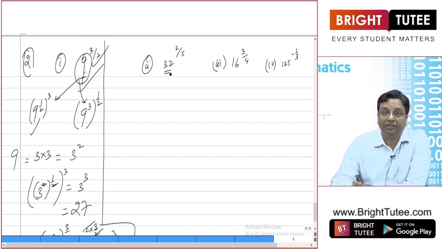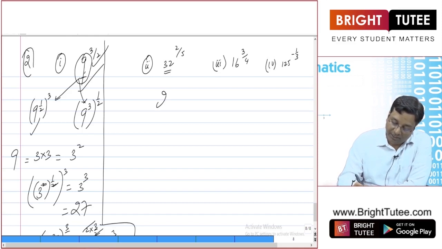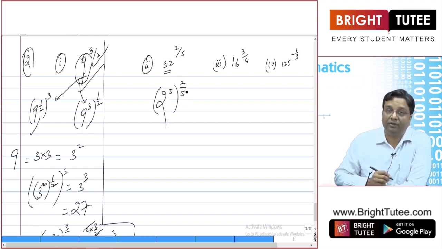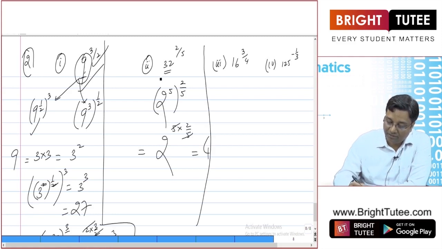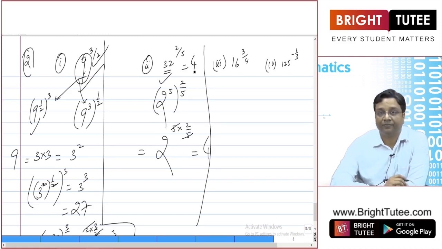Let us look at this one, 32 raised to power 2 by 5. Now it should click immediately in your mind that 32 is nothing but 2 raised to power 5. So you can write 32 as 2 raised to power 5, and then raise it to 2 by 5. Now you can write it as 5 into 2 by 5. Now you can cancel 5, and 2 squared is 4. So the answer to this second part is 4.